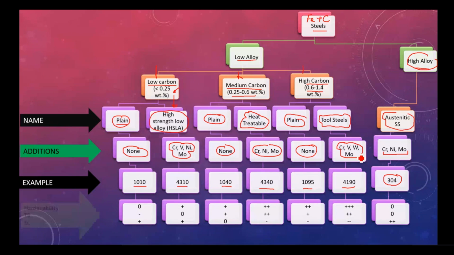And when we come to the properties, we are discussing three properties: hardenability, what is the potential of converting this material into high hardness, or how high you can have the hardness of this material; tensile strength; and elongation, the ductility.